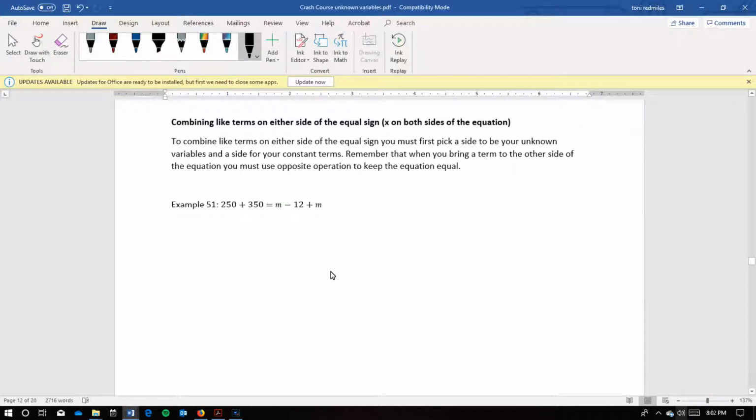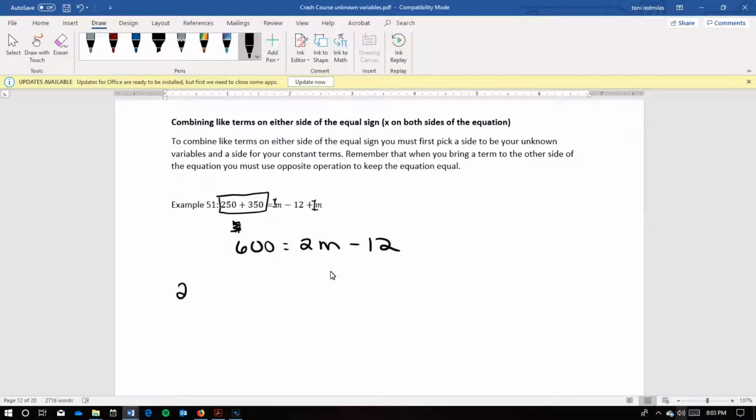All right, so let's combine some like terms now. Sometimes we have a big old mess that we have to clean up before we get started with our math. So I only want to combine like terms that are on the same side of the equation and then use opposite operations to clean up the rest, okay? So 250 plus 350 is going to be 600. Over here, I have some understood ones. If I combine those, I have 2m minus 12, okay?